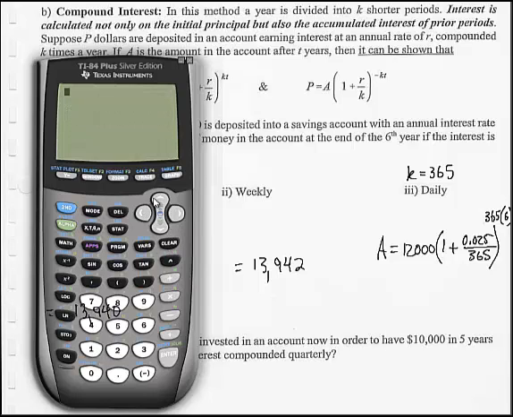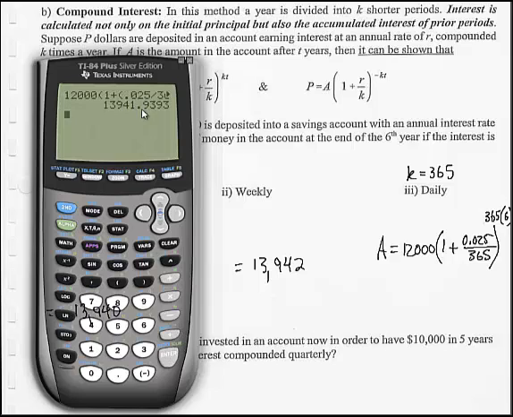Alright. Enter this into my calculator one more time, 12,000. Be careful and use as many parentheses as you need. I place a parenthesis around the fraction inside of the parentheses, the 0.025 divided by 365. And now I have an exponent of 365 times 6. Enter.